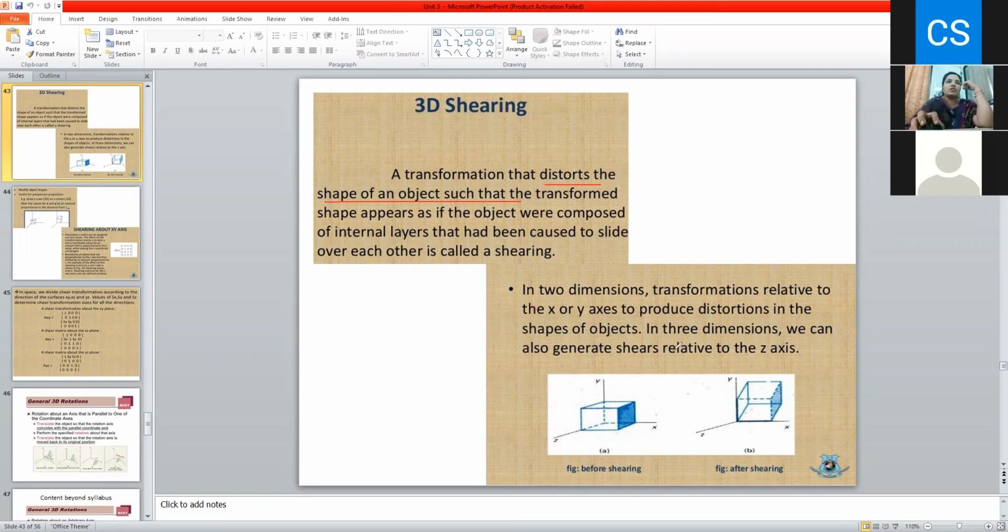In 3 dimensions, we have the z-axis also. So in 2D, what we have seen, the shear is along the x-axis, which is called the shear x factor, SHX, and shearing takes place along the y-axis, which is called the SHY factor, shearing along y. So this is in case of 2D. Now there is a 3D object, and that's why the third shearing is also possible, that is called shearing along the z-axis. So the factor is SHZ.